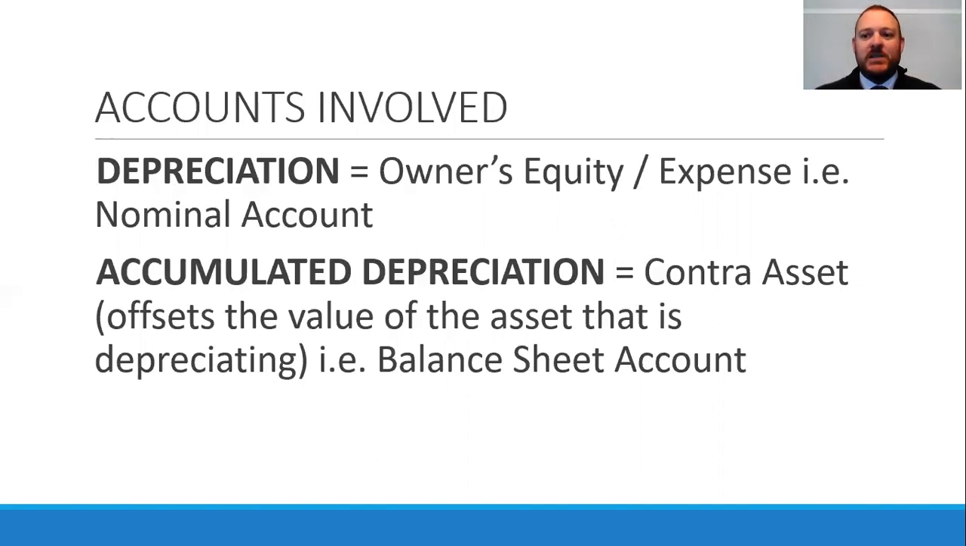called accumulated depreciation. This new account, accumulated depreciation, is referred to as a contra asset. And by that we mean it offsets the value of the asset that is depreciating. And you'll find that it will be found in the balance sheet section of the trial balance. This accumulated depreciation, I sometimes refer to it as a negative asset, and that just helps you understand that it will always be on the credit side. It has a credit balance.